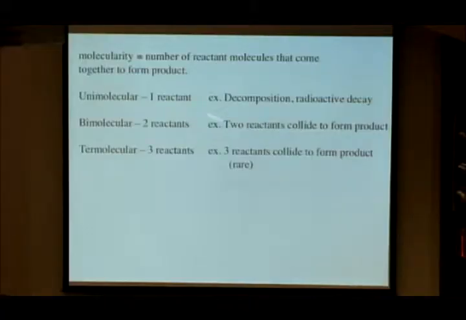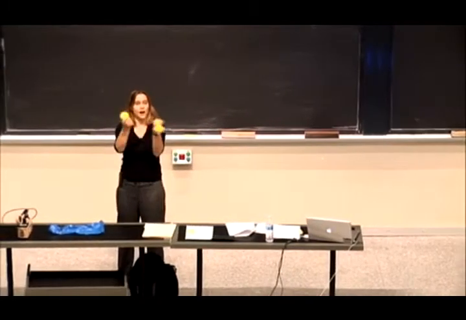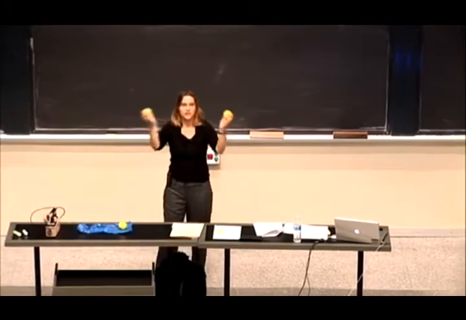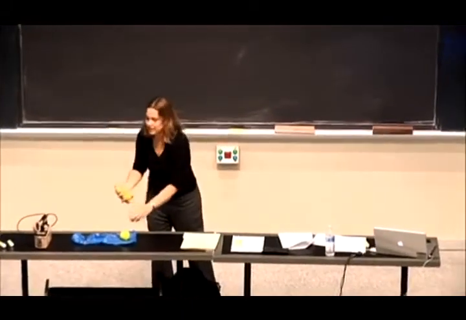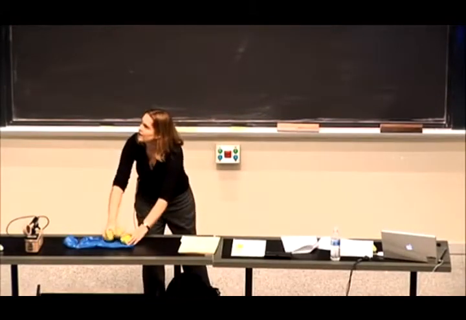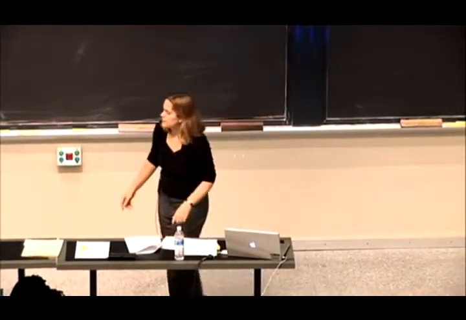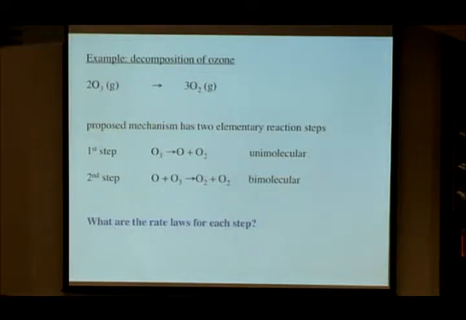So we have unimolecular. Examples would be some kind of decomposition or radioactive decay. Bimolecular, two reactants coming together to form products. And termolecular is three reactants coming together to form a product. And that's rare. You can remember that it's rare if you think about how you would hold 3 tennis balls in your hand and have them all come together at the same time to form product. That is a difficult thing to do. Two things coming together is easy. Bimolecular is very common. Termolecular, not very common, that they all come together at the same time to form a product.